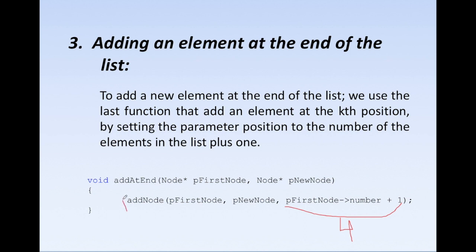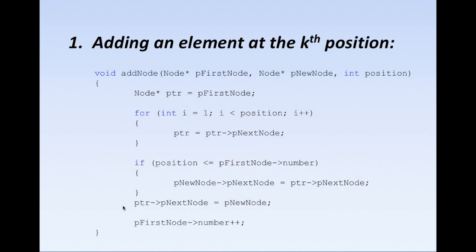We do that using the same function add node. So let's see how it's done. Add node where the position is equal to 4. So here you have 4, which is the n. This is one element more than the number of elements. So it's outside, it's another element added to the list.